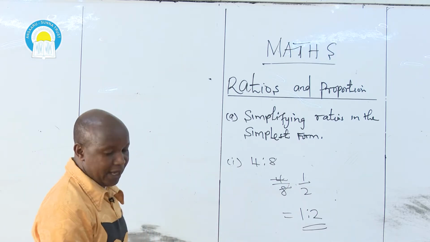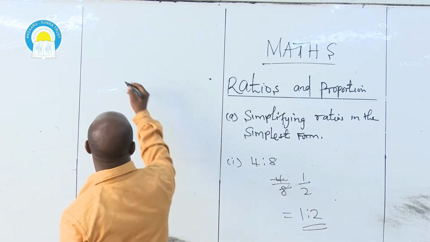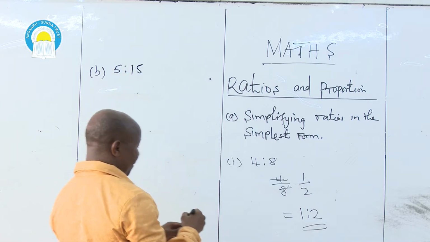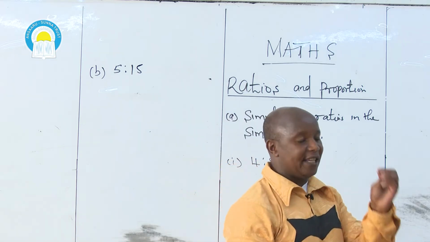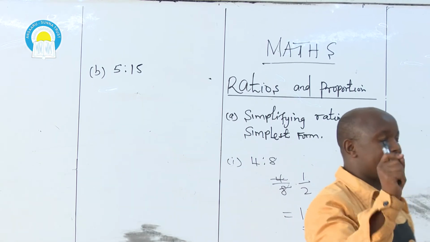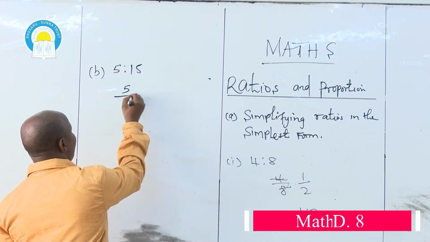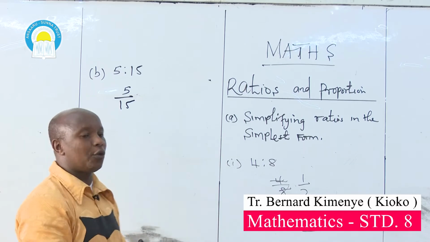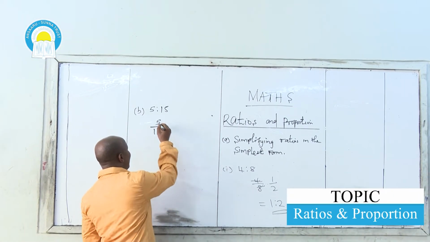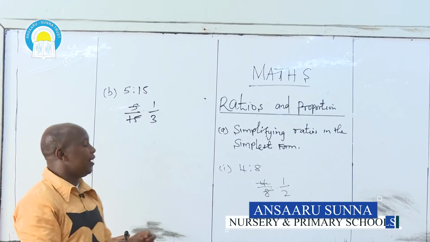Another example now, simplify 5:15 in the simplest form. Example b, we have 5:15. Simplify 5:15 in the simplest form possible. I've said the first step is to write the ratio as a fraction. So in my case here now, I have 5/15. The next step is to simplify where possible. In my case here now, 5 divided by 5 is 1. 15 divided by 5 is 3. My ratio as a fraction now is a third.